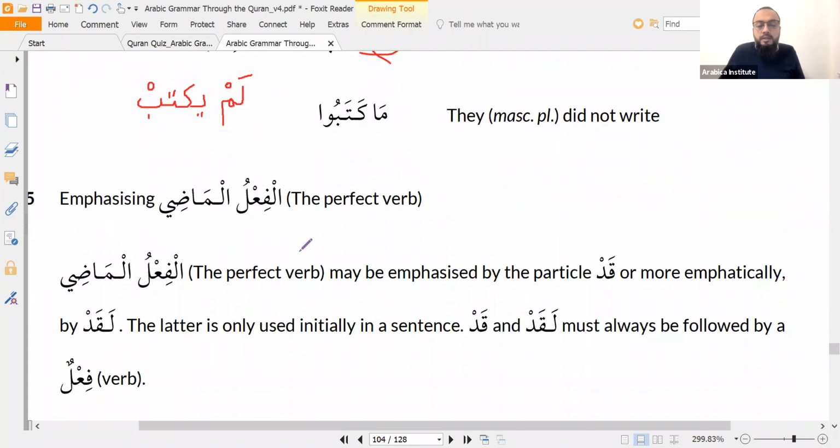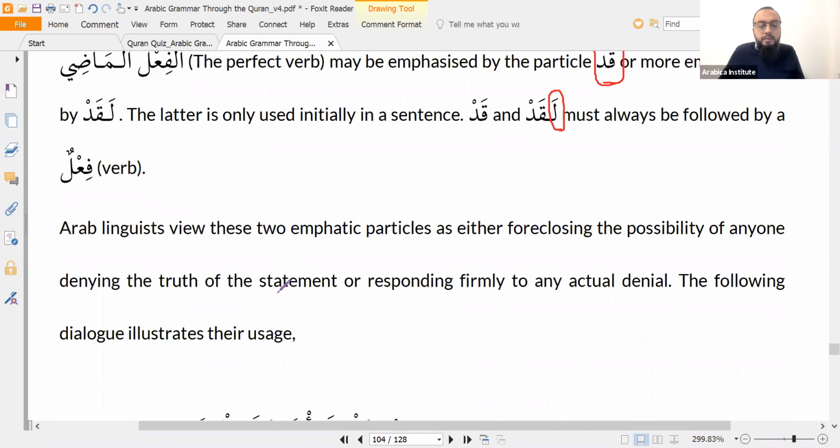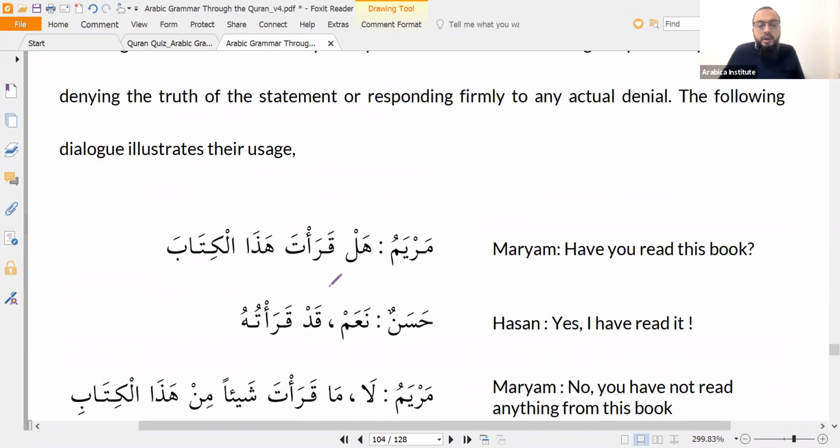Al-fi'lu al-madi. Let's emphasize that. Qad, the particle qad, is an emphatic particle. Sometimes it's doubly emphasized with a lam. So we say laqad. And you place this before the perfect verb and it emphasizes it. It's usually used to dispel doubt.